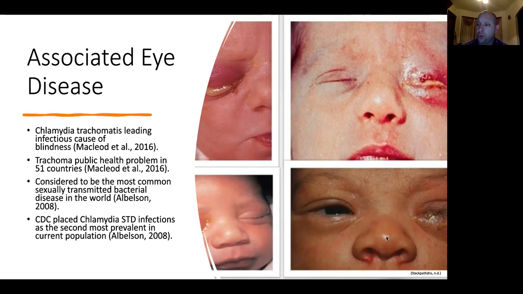It is stated that 4 million new infections occur in the United States annually. In fact, having the pleasure to work in the military laboratory, as already discussed, this sexually transmitted disease is one of the most common STD tests we perform. A study conducted by the CDC placed chlamydia infections as the second most prevalent in the current population. In most cases, chlamydial conjunctivitis has been found to be concurrent with genital infections.